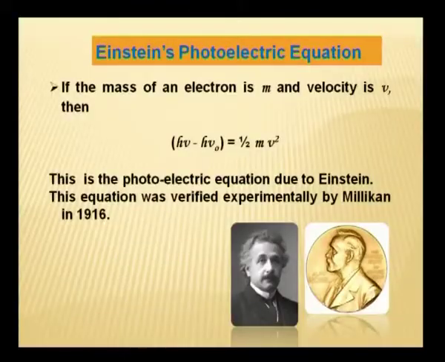Supposing h nu is equal to h nu naught, what will happen? Half mv square will be 0. What is h nu naught? h nu naught is a critical frequency. If h nu is equal to h nu naught, half mv square is 0. That means the electron is just able to come out of the metal. That means h nu minus h nu naught is 0, so h nu is equal to h nu naught. The energy of the incident photon is just sufficient to remove the electron from the metal, because nu naught is the critical frequency.